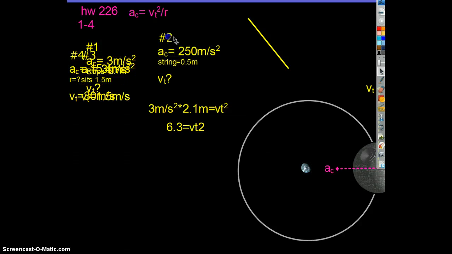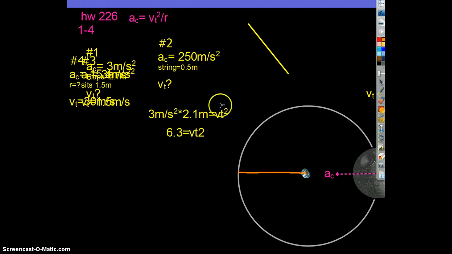All right, moving on to number 2. In this problem, a young boy swings a yo-yo over his head. The centripetal acceleration of the yo-yo is 250 meters per square second. If the yo-yo string is half a meter long, what is the yo-yo's tangential speed? Well, now we're looking more like something like the Death Star here in the picture. The string in this case is representative. There's the center, and out here would be where the yo-yo is. The string does represent the radius in this case. So the setup is exactly the same as it was in the previous question.